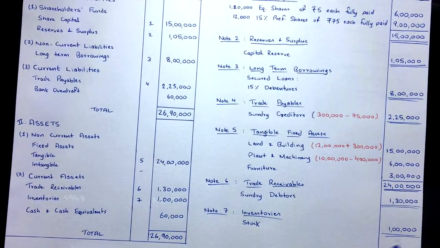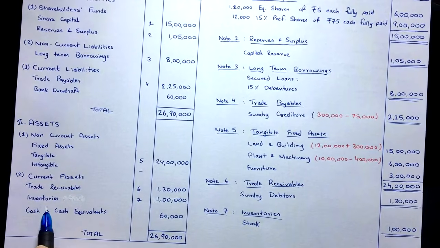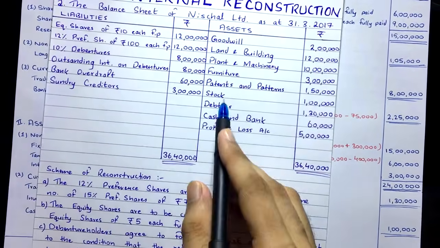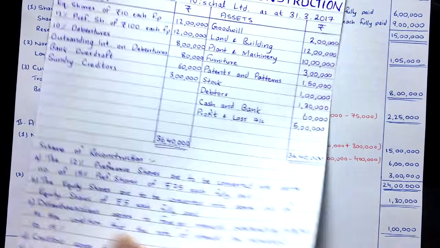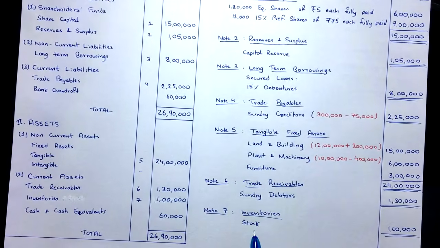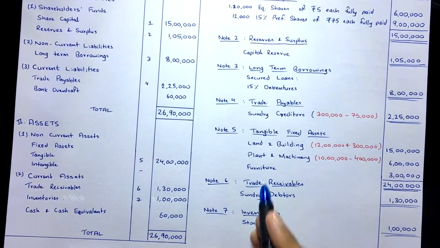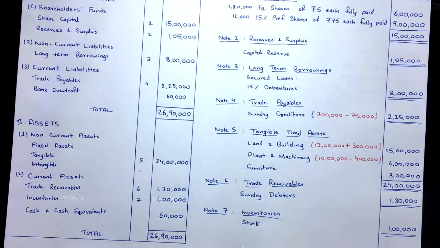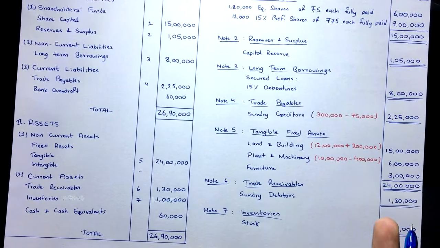And then note number 7, inventories. We have got inventory, stock. How much? 1 lakh. So inventories, note number 7, stock, 1 lakh, same as it is. No change in sundry debtors, no change in stock, no change in furniture. So no change is there. You have to record it directly, whatever was there.